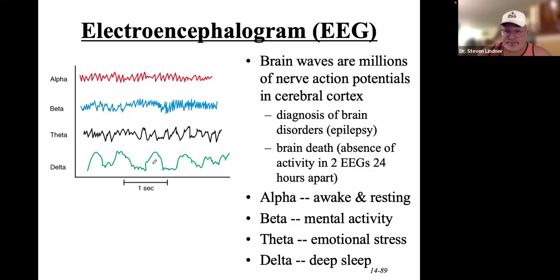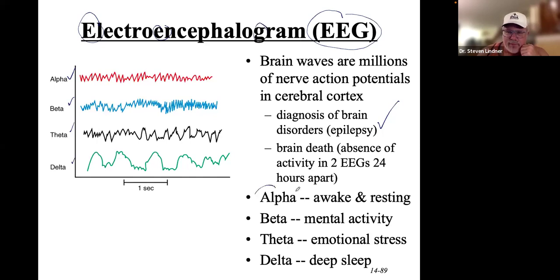This is just another graph of the same alpha, beta, theta, and delta waves. We use these to diagnose people that may have epilepsy, because the brain waves, these are just picking up millions of action potentials that are being created in the cerebrum. So if there's any abnormalities, we could pick that up using an electroencephalogram.